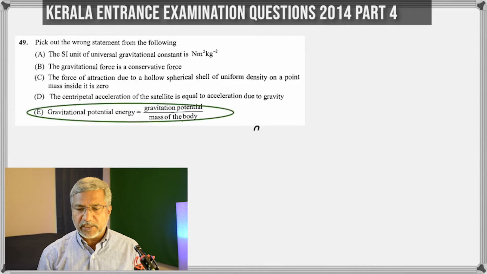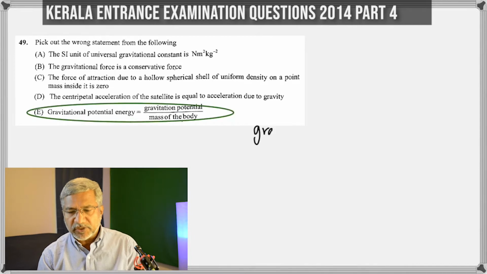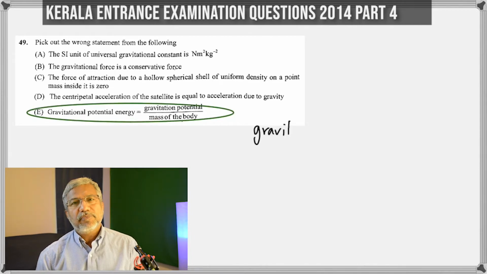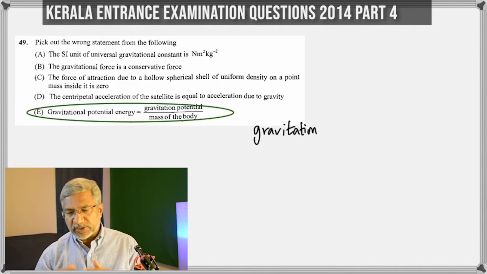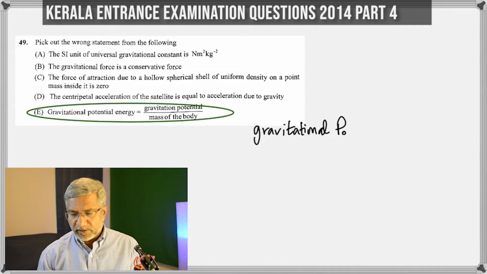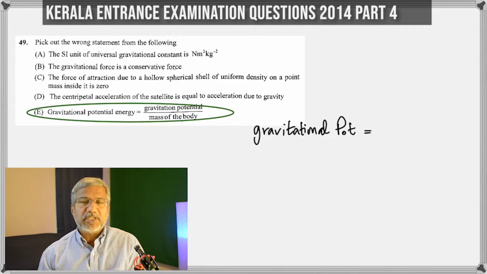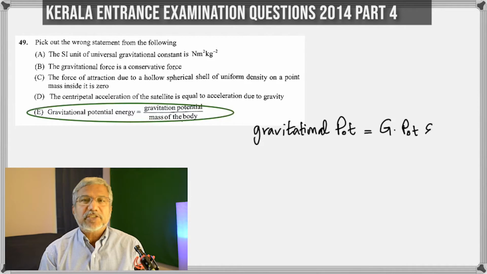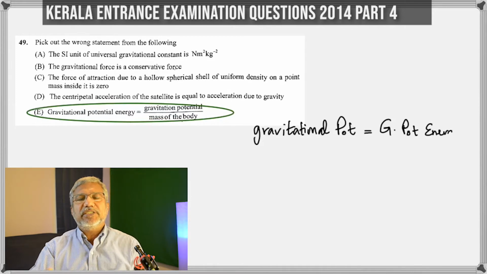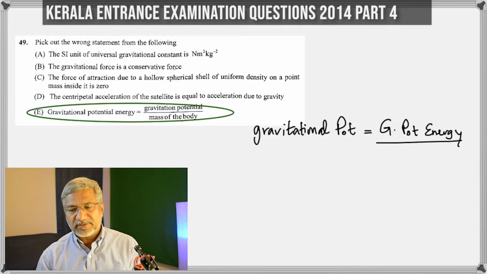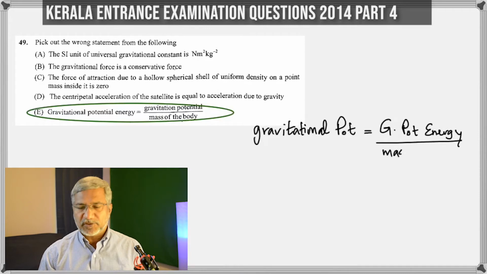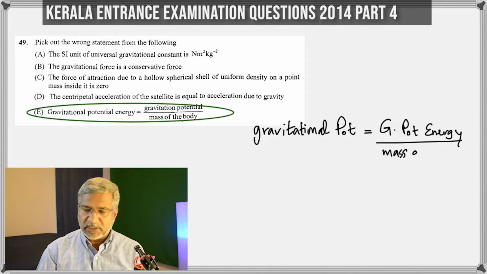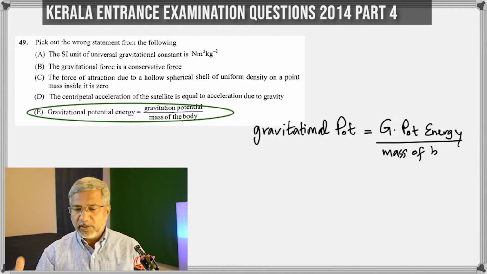Let me show you why it's wrong. Because gravitational potential energy is actually the product, okay? Or gravitational potential, you will see how I write it, and you see the difference. Gravitational potential is gravitational potential energy divided by mass. See the difference? So that is almost like a trick. So gravitational potential is potential energy divided by mass of the body or mass of the object.